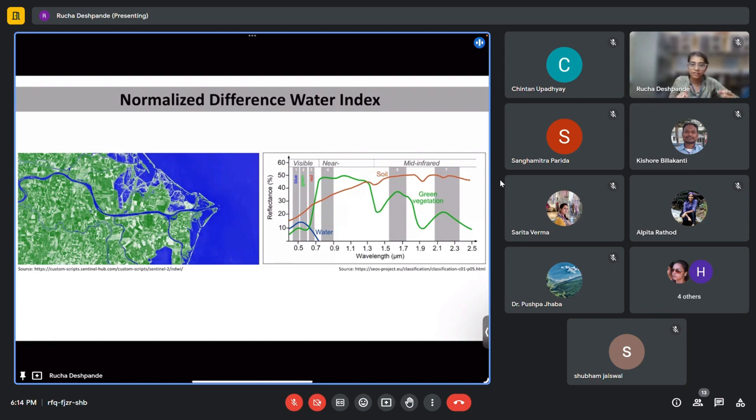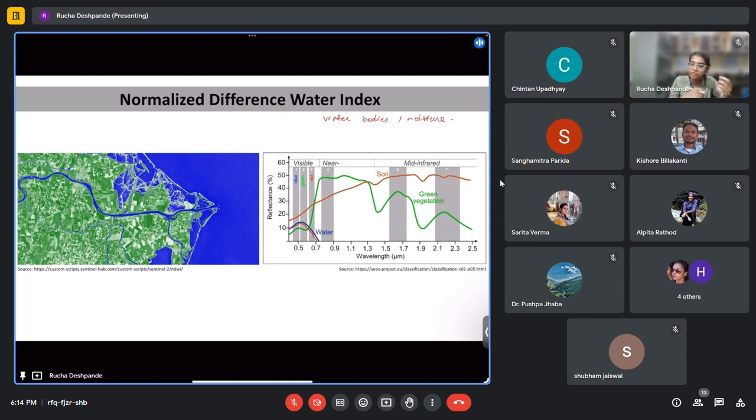Okay, then another index is NDWI. This index is used to highlight pixels with water bodies or moisture. So if we look at the spectral reflectance curve of water, we have seen this figure before. This curve shows the spectral reflectance properties of water.